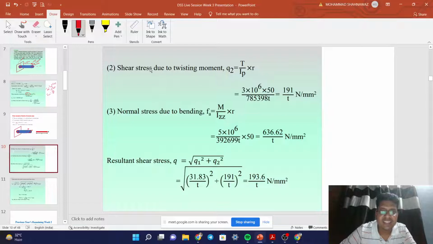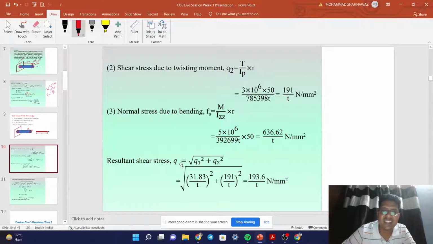Shear stress due to twisting moment, Q2, is equal to T upon IP. And normal stress due to bending is equal to M upon IZZ into r. We get this from the bending equation, and this from the torsion equation, which we have read in strength of materials. Putting all these values, it comes to 191 upon t, and here we get 636.62.